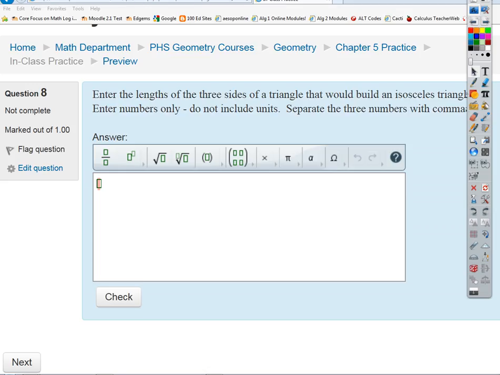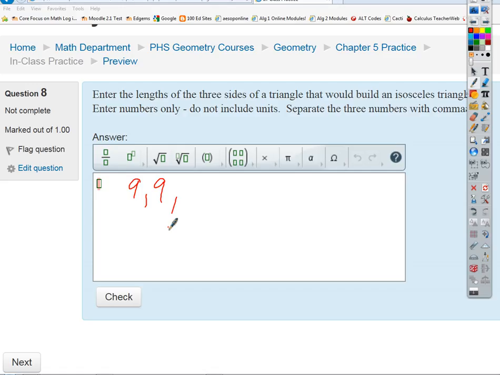Okay, give me two same sides, Gary. 9 and 9. Okay, so all they want is these separated with commas. So we've got side 9, and now I need to pick a third side. So what if I pick like 20? Does that work? No. Doesn't work.